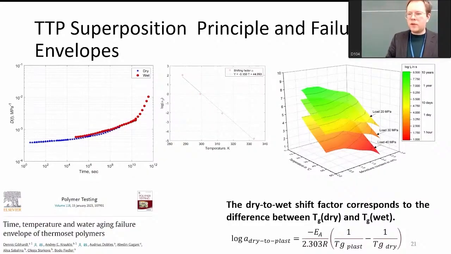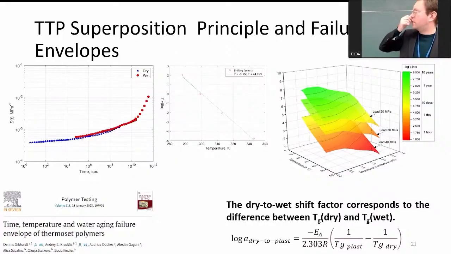However, we have also shown that the effect of water present in the polymer can be superimposed on that. So we have, for example, the blue as a dry master curve and the red as the wet, saturated polymer master curve. The interesting part is that these 2 master curves can be superimposed themselves by using what we call the dry to wet shift factor, which corresponds to the difference between the glass transition temperatures of the dry and saturated states.